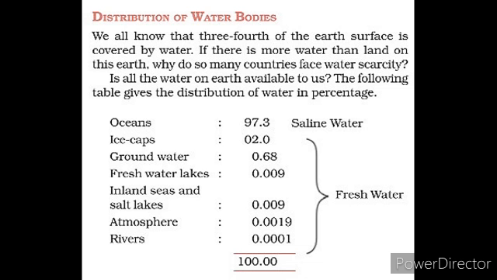Then we have discussed the distribution of water bodies, in which we came to know that three-fourths of the Earth's surface is covered by water, in which 97.3% is oceans, 2.0% is ice caps, 0.68% is groundwater, 0.009% is freshwater lakes, 0.009% is inland seas and salt lakes, 0.0019% is water in the atmosphere in the form of water vapor or moisture, and 0.001% is in rivers.